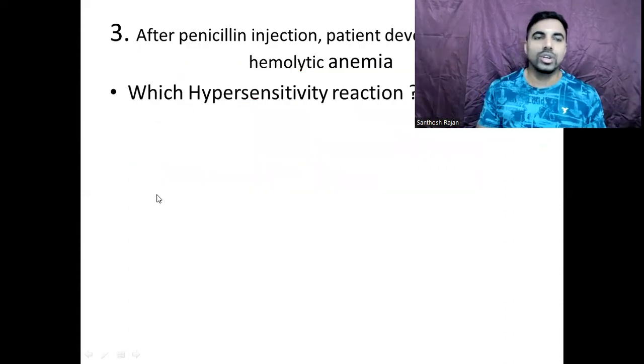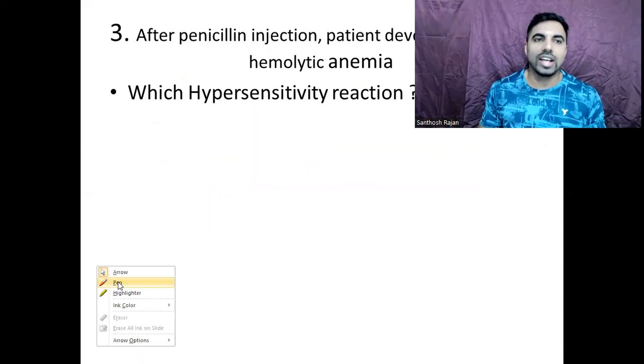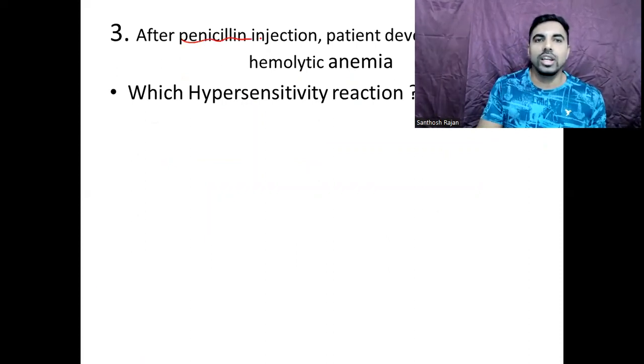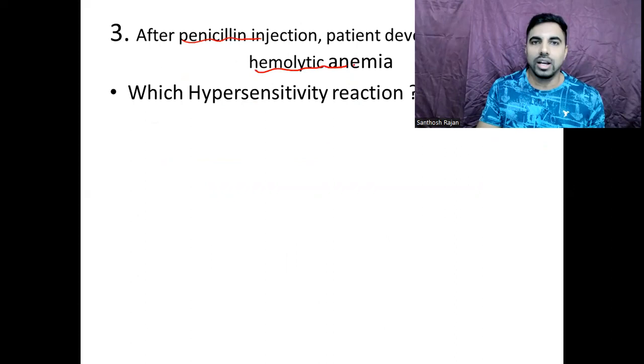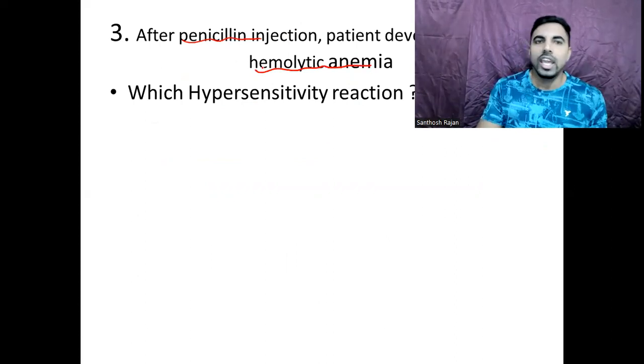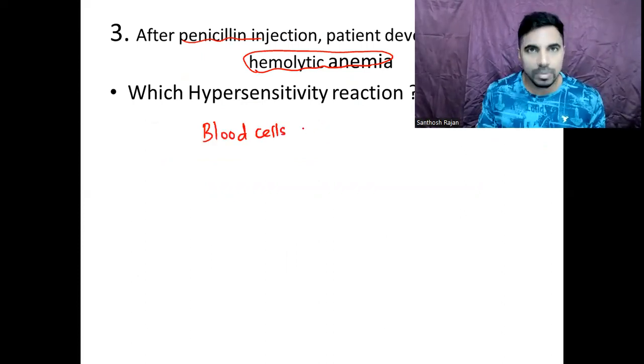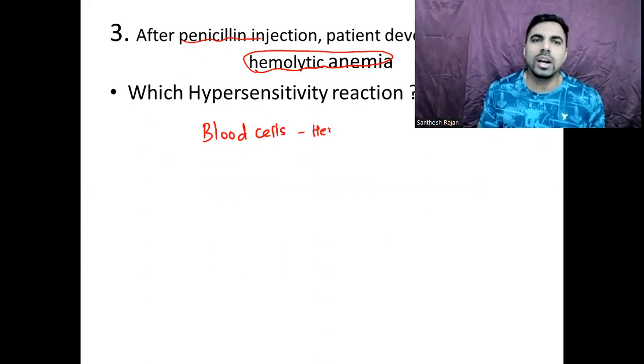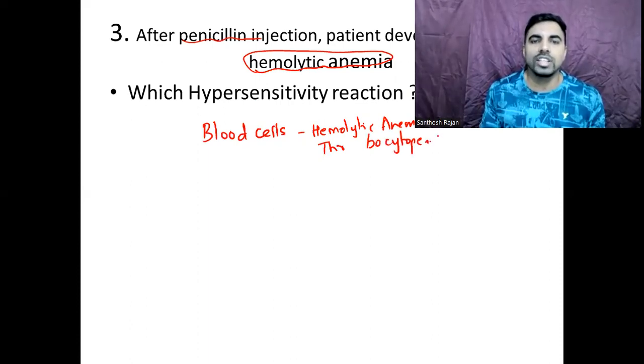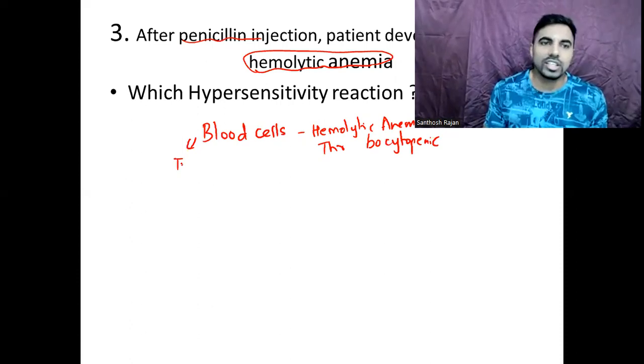Second question. Third question was this question. What they've asked is that after penicillin injection, the patient developed hemolytic anemia. Hemolytic anemia, the clue itself is there. Anything related with the blood cells, especially RBC related, like hemolytic anemia, thrombocytopenic purpura, anything related with the blood cells, that will be your type 2 hypersensitivity reaction, type 2.